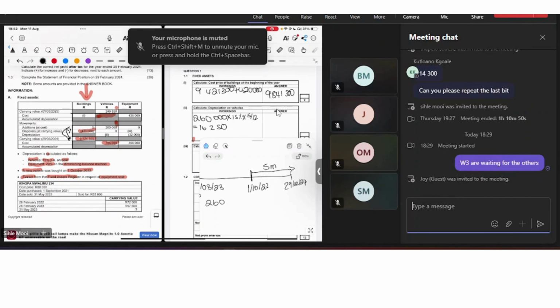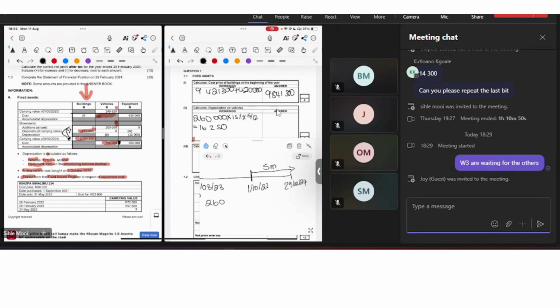But what else did they give us? They gave us the cost at the end of the year. Now, with the information we have, what do you guys think we can use to calculate our cost at the beginning of the year for our vehicles?